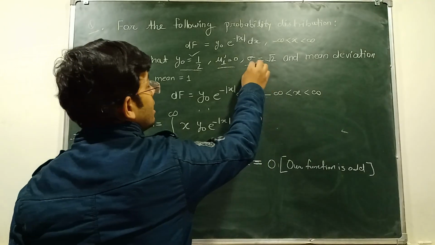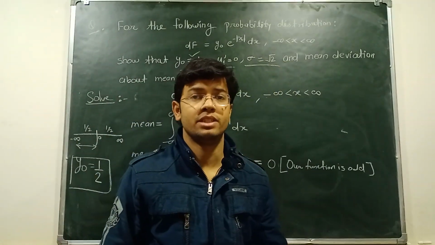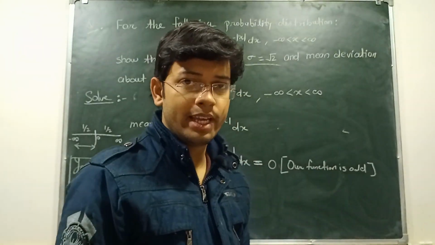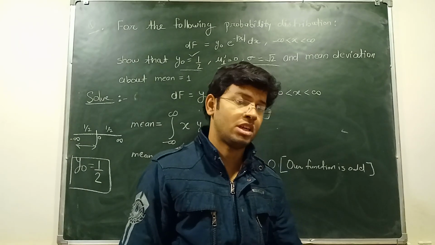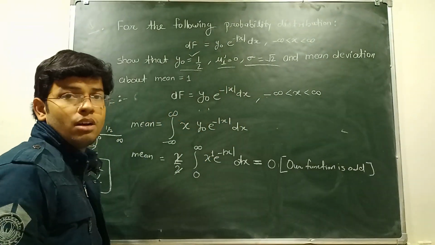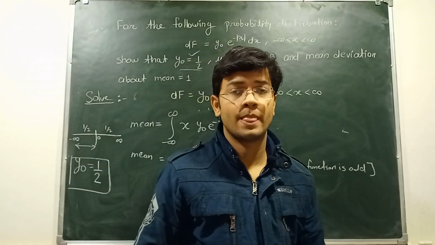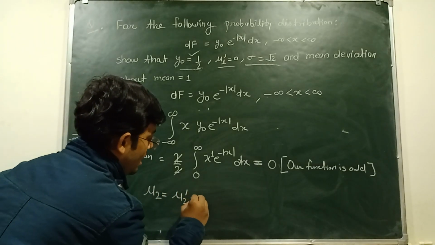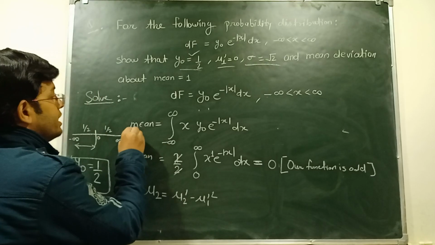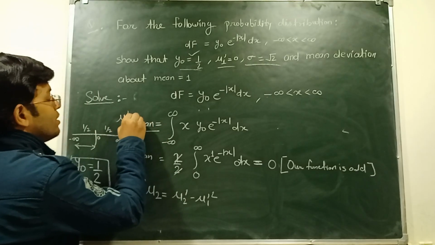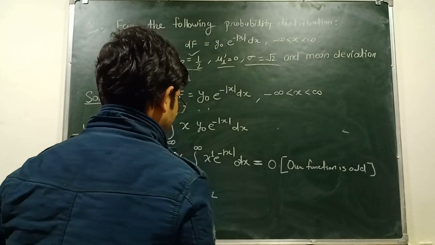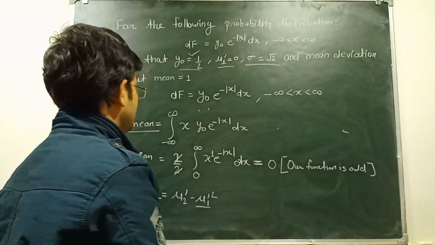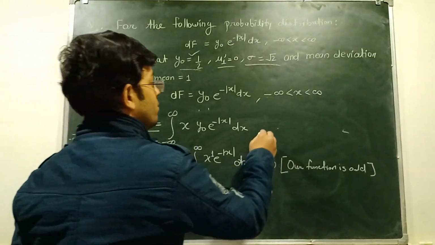Now we can find the value of sigma. Sigma is equal to standard deviation. So first of all, we will find the value of variance, and second, we find the value of standard deviation. So how can we find the value of variance? In this case, we will find the value of mu2 dash and mu1 dash. Mu1 dash is already known because we have already found it, and now we will find the value of mu2 dash. So how can we find the value of mu2 dash?